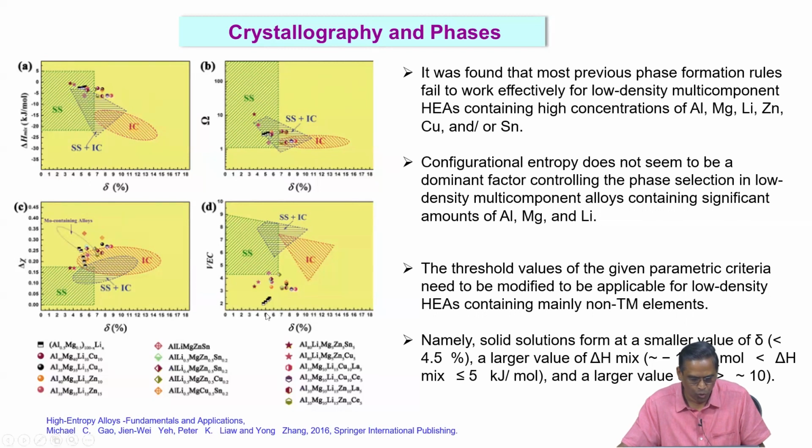So which one to follow when you have different types of alloying elements? That is something we have to look at a new methodology of selection rather than the conventional idea. So that is the message.